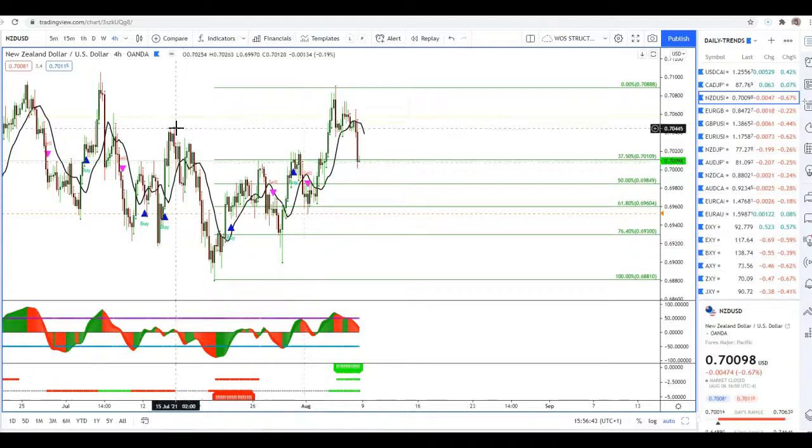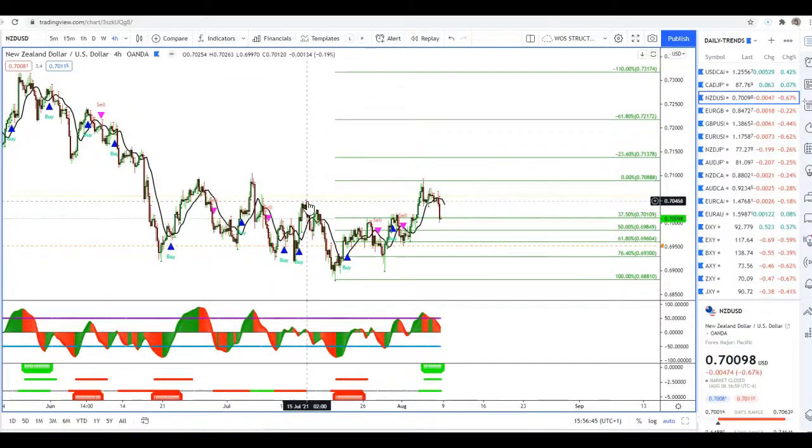We've come above this structure. We did come above that one. We nearly touched that one, but we didn't come above this one, which is good. But this one has already been violated, so that is a bullish signal.